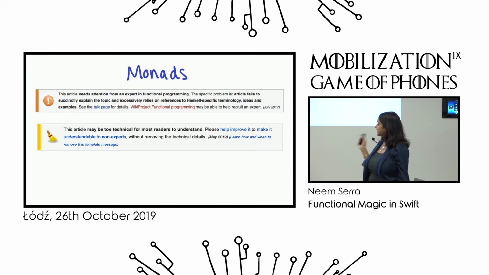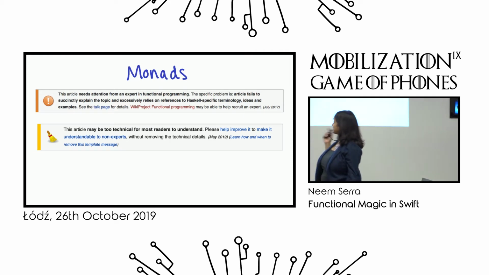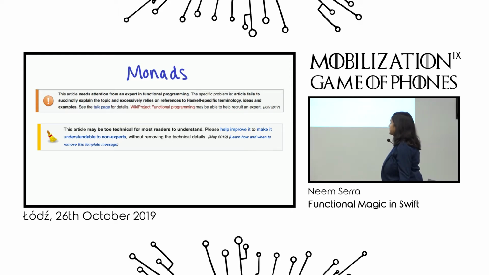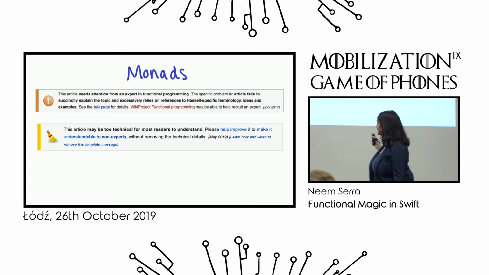And the first time I went and Wikipedia'd it, it basically said this. It said, this article needs some attention from an expert in functional programming. It doesn't succinctly explain it, blah, blah, blah. I just Wikipedia'd it again yesterday, and it says this article is still too technical for most readers to understand. So, I mean, that kind of sucks, right?